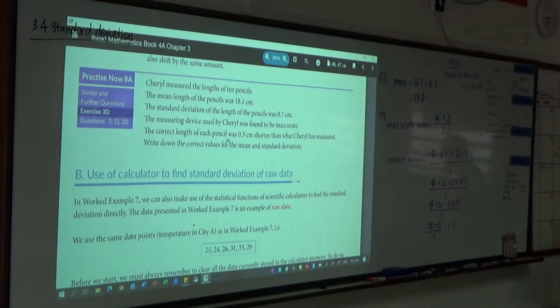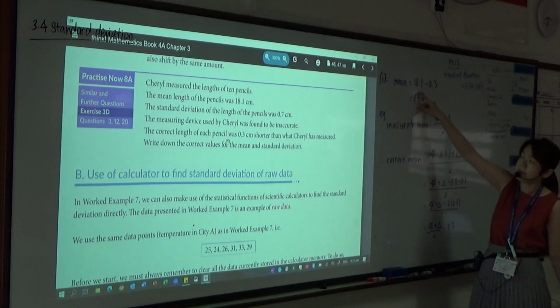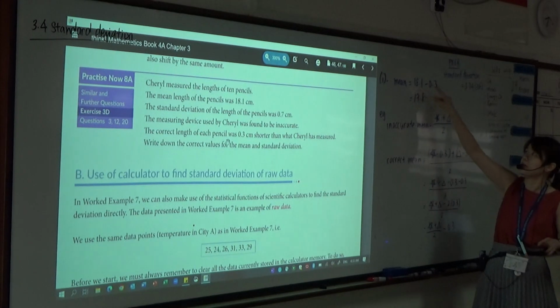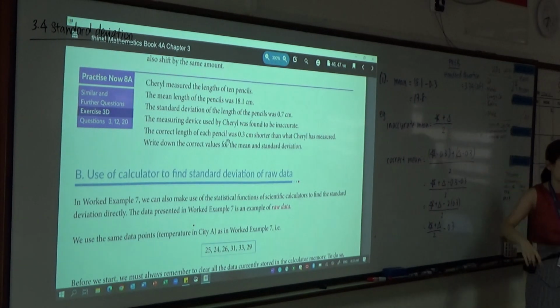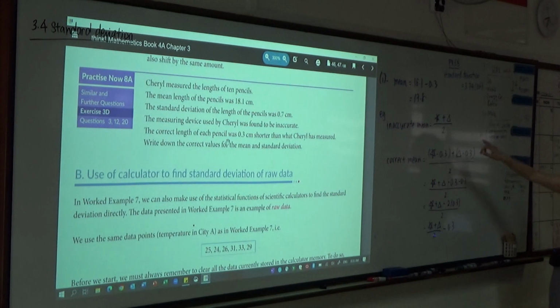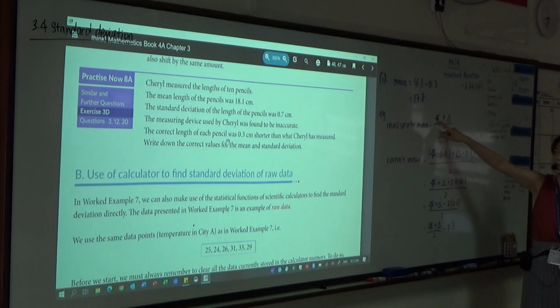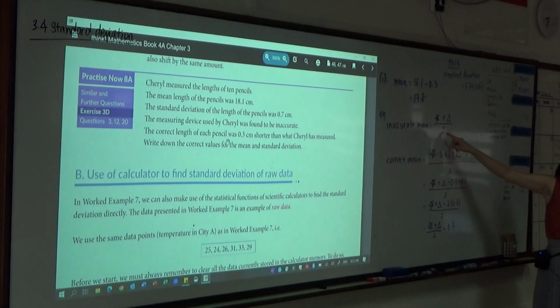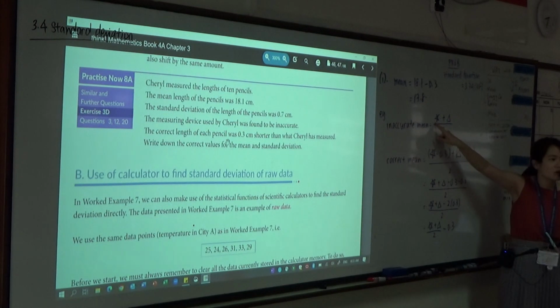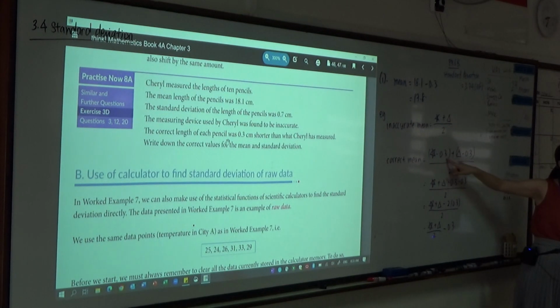Just trying to help you understand why the correct mean is just taking the original mean minus 0.3. Imagine that there are two pencils instead. For example, you measured the data value to be this star and this triangle. I don't care what the number itself is. And then we know that the mean value will be to take these two together then divide by 2. So imagining two pencils, the correct mean should be to take the inaccurate value minus away 0.3, then plus again the inaccurate value minus away 0.3.